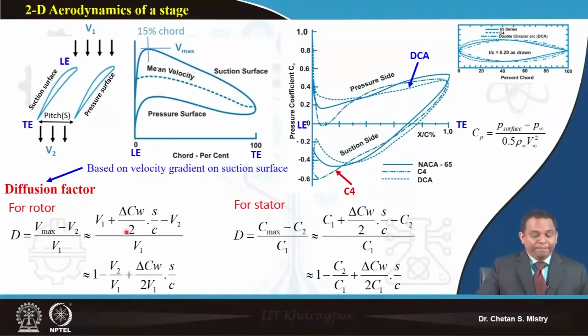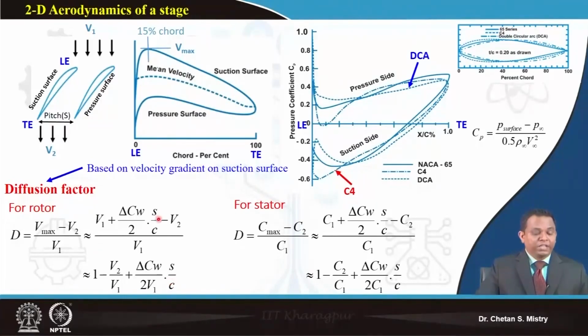Then they replaced this with delta CW, and my diffusion factor is a function of the relative velocity or velocity at the exit, velocity at the entry, and delta CW, which is my working capacity, that means CW2 minus CW1. And this depends on the parameter called pitch, and it also depends on my chord.